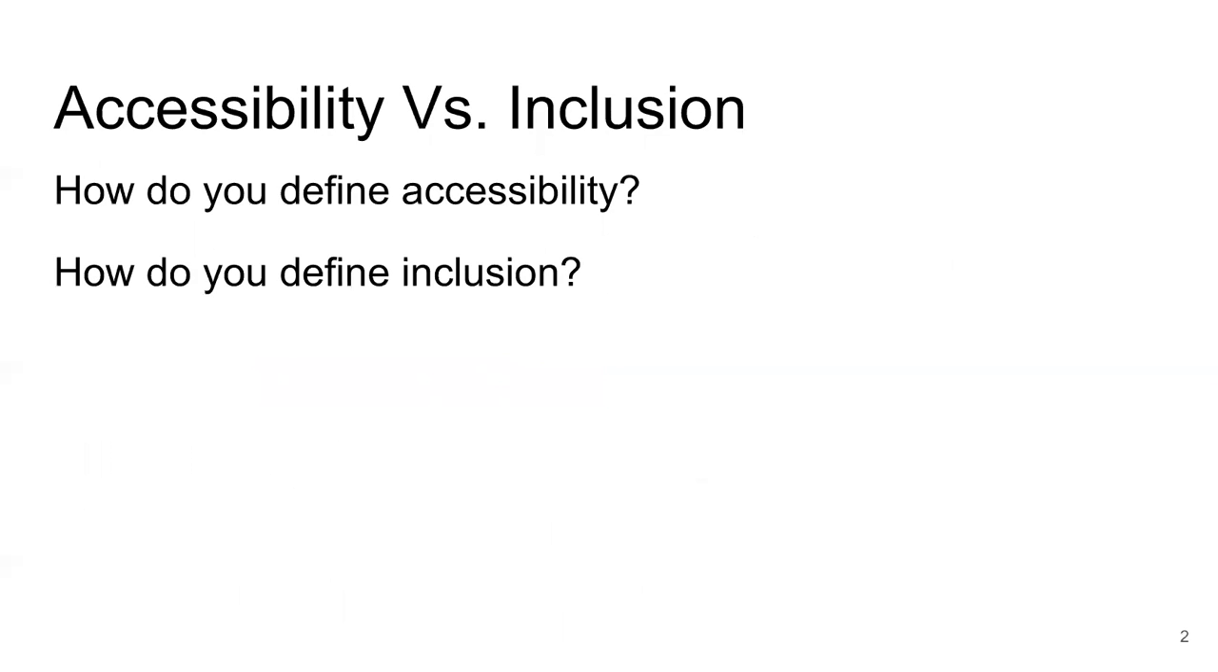So before I start talking about some of the strategies for course inclusion, I wanted to talk about the difference between accessibility and inclusion. They are sometimes used interchangeably, but they're actually very different terms. So before I give my understanding of accessibility and inclusion, what do those terms mean to you? Can somebody give me a definition of what accessibility means to you?